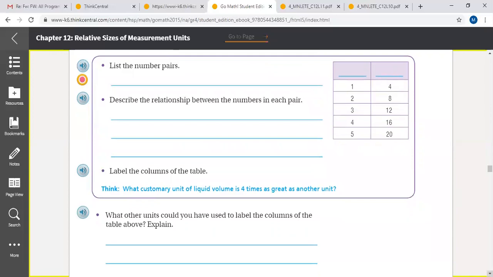Here we have another question. What other units could you have used to label the columns of the table above, and explain? We can write here quarts and cups. Quarts and cups. Why? Because 1 quart is 4 times as much as 1 cup. Because 1 quart equals 4 cups.